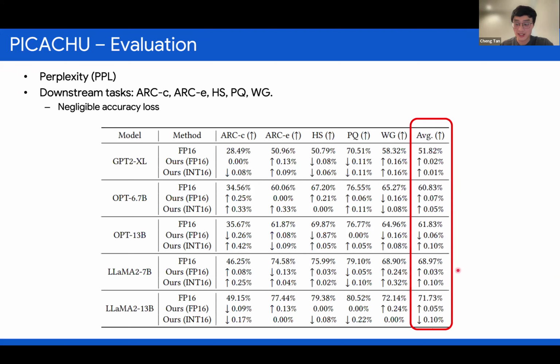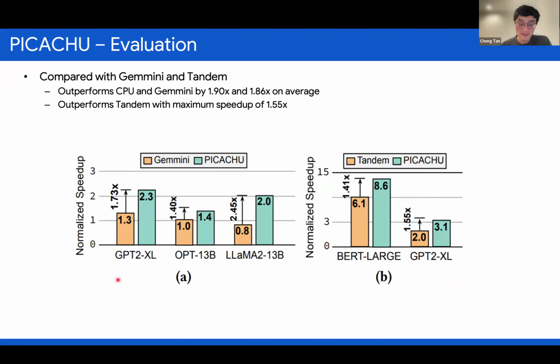So Pikachu shows that we can achieve better performance, but with acceptable accuracy loss across different machine learning models. And Pikachu outperforms the state-of-the-art Gemini and Tandem accelerators, both of which are able to perform nonlinear operations, if I remember correctly. Yeah, at least the Tandem can do it.